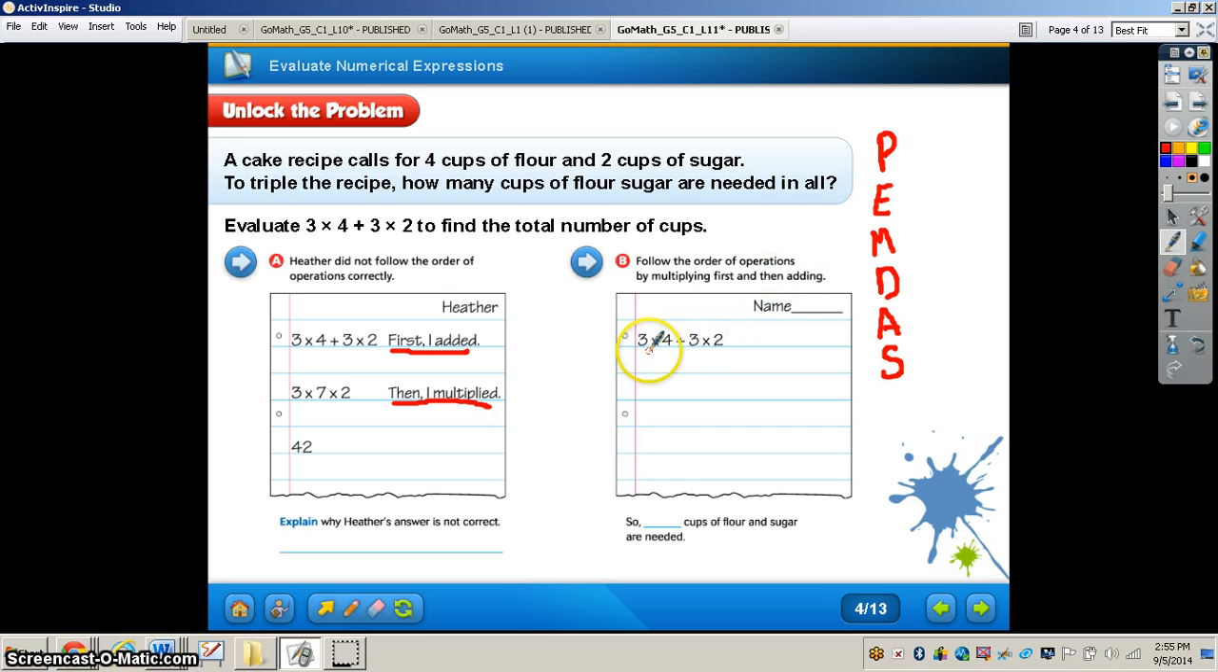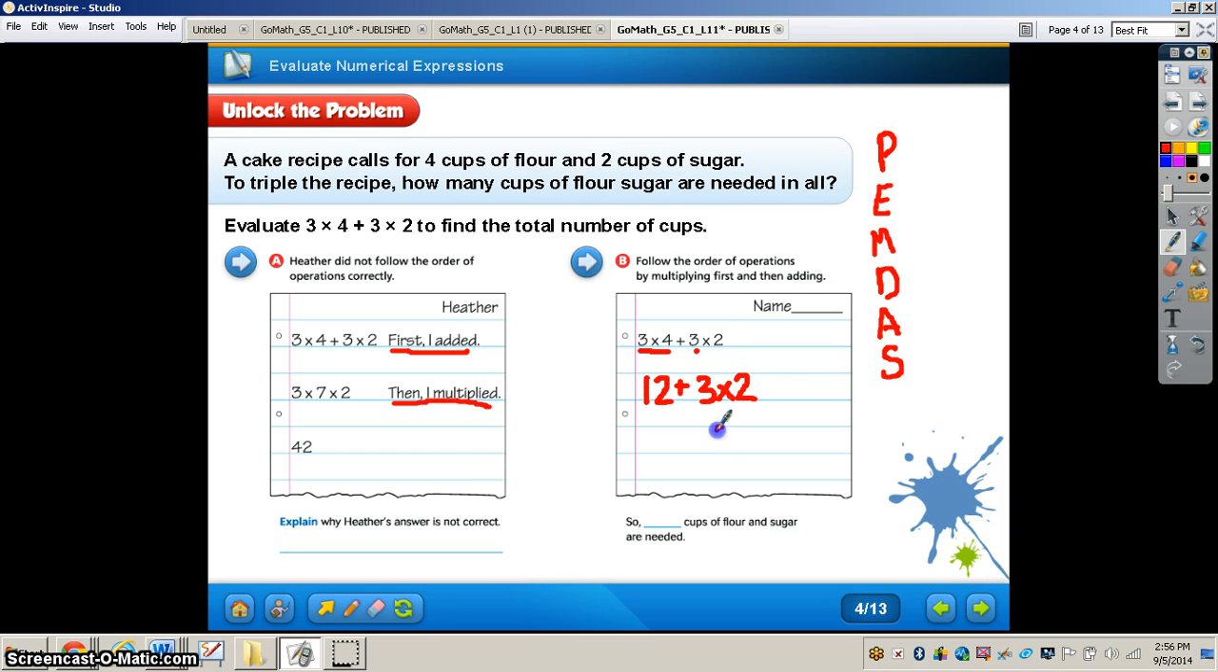So what you would do, you would take 3 times 4. That's going to give you 12. Then you bring down your addition sign, plus, and we have 3 times 2. So we'll write everything down again. Now, following order of operations, we do not add 12 plus 3, then multiply it by 2. We actually do 3 times 2 because multiplication comes before addition.